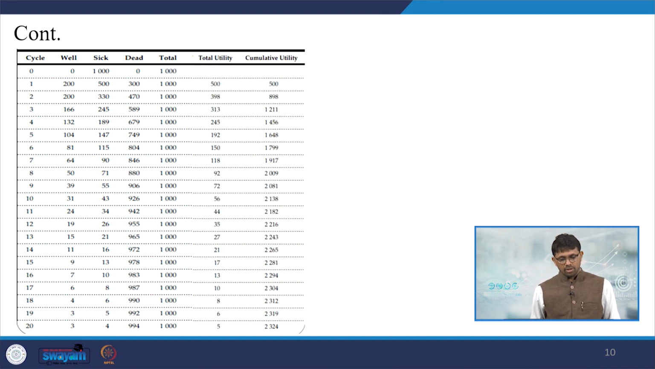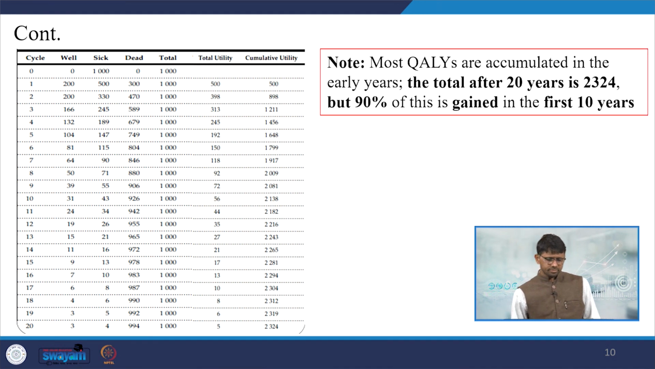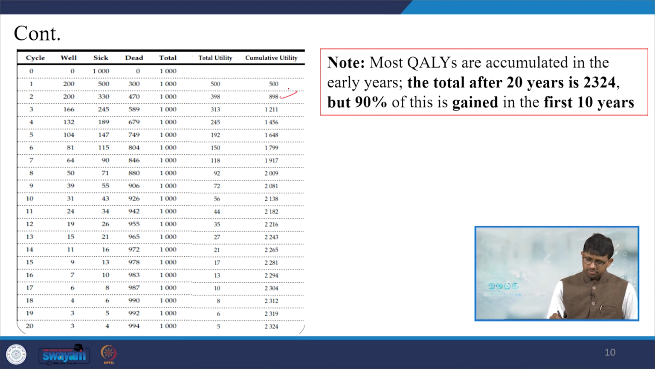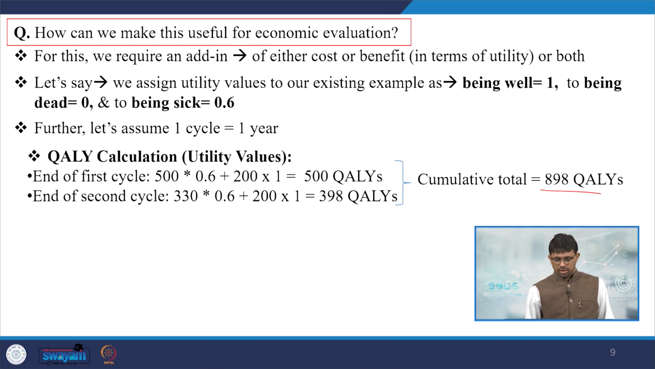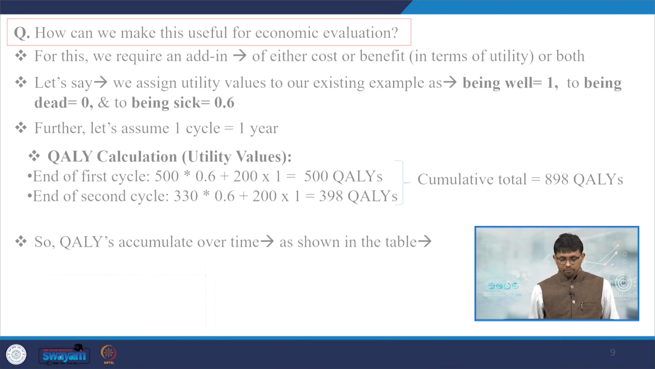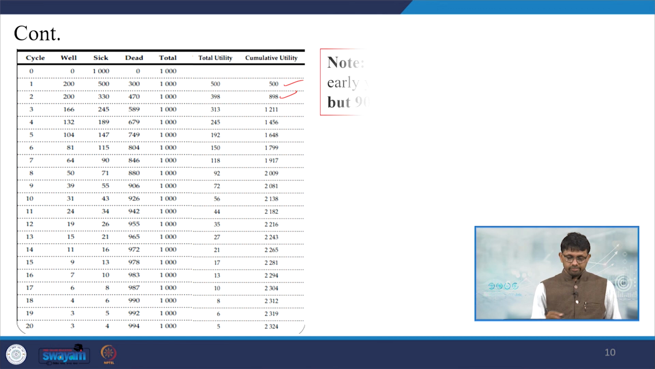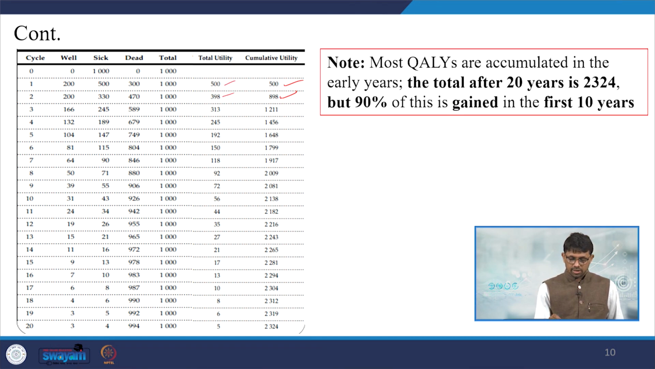So, from the table you are just presenting the cumulative quality. Initially it was 500 which we have already shown you, then another 398 added. So, it accounts to this 500, 300. So, it is cumulative 1,898 and so on.